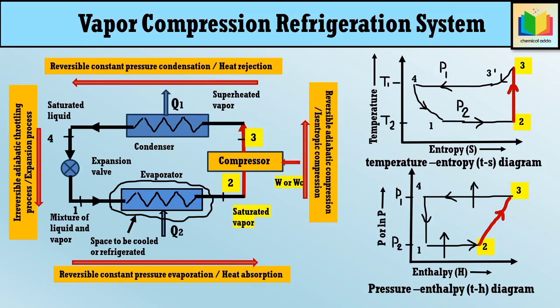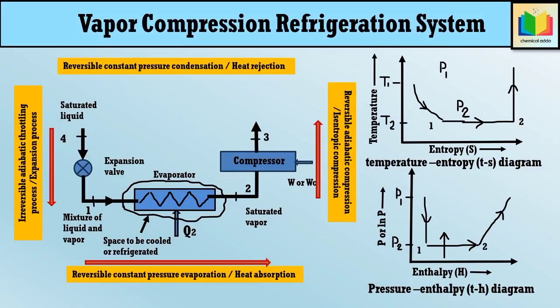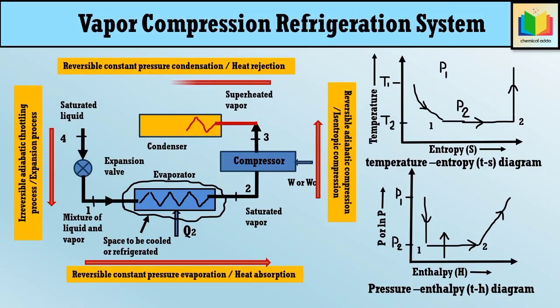Then, the next step of the process is carried out in the condenser, which is a heat exchanger. In this step, reversible constant pressure condensation or heat rejection is carried out in the condenser. The superheated vapor leaving the compressor enters the condenser, where heat Q1 is extracted from the refrigerant and it gets condensed into a liquid at the pressure maintained in the condenser. So, in the condenser, the latent heat of condensation Q1 is extracted from the refrigerant vapor with the help of a cooling medium, such as cooling water.